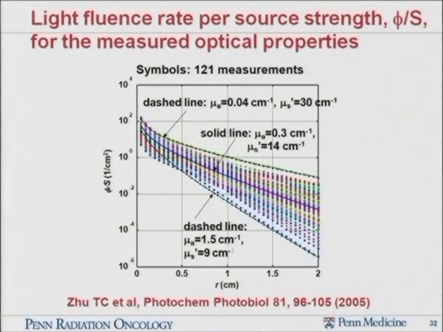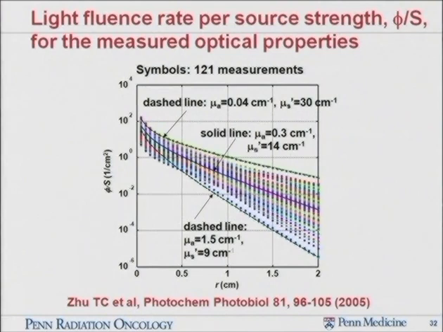So this is what it typically looks like for all these measurements, 121 measurements during prostate treatment. We plotted the calculated distribution for all 121 measurements, and you can find a mean and the upper and lower range. We obtained a mean optic property of 0.3 1/cm for mu-A, and 14 for mu-S prime for the prostate patients we have been treating. So this is our mean default optic property at the wavelength we use, 730 nanometers.